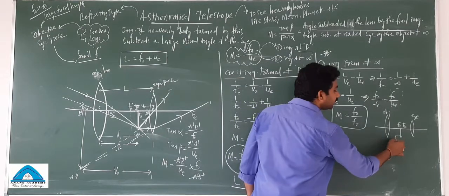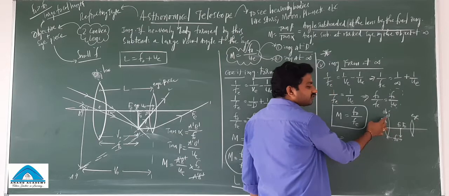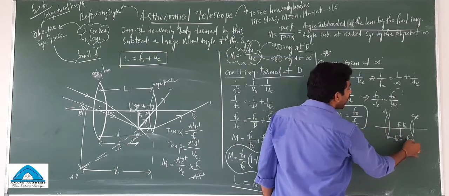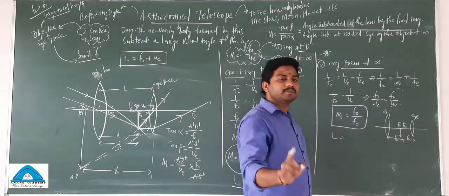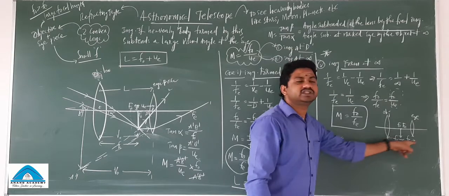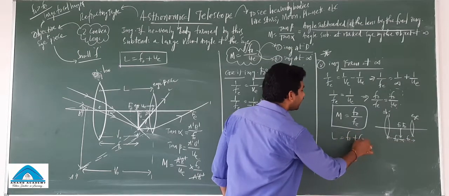So what I can write: f naught is from here to here, that's the image because of the objective lens, and fe is the object distance for the eyepiece. So what is the length of the astronomical telescope in this case? F naught plus fe.